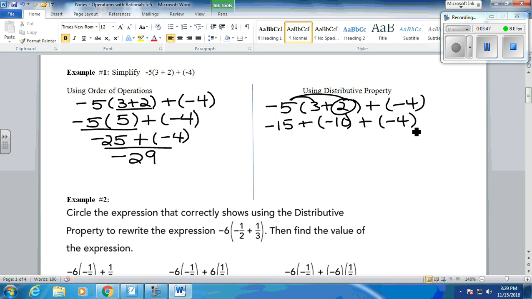So now again, I only have addition, so I will work from left to right. -15 plus -10 will give me -25. And then I have -25 plus -4 to again give me -29.